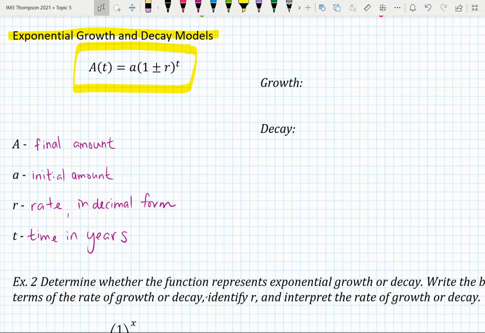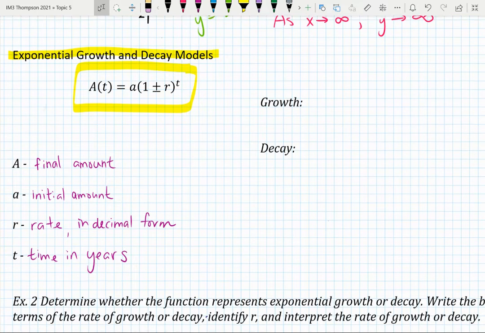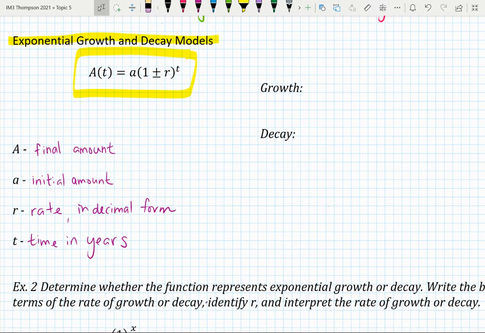For the rest of these notes, we're going to get into exponential growth and decay models, some application problems. So we have this formula, A of t is equal to a times, parentheses, 1 plus or minus r, all to the power of t, where capital A stands for the final amount, lowercase a stands for the initial amount, r is going to be the rate, always in decimal form, and t is time in years.